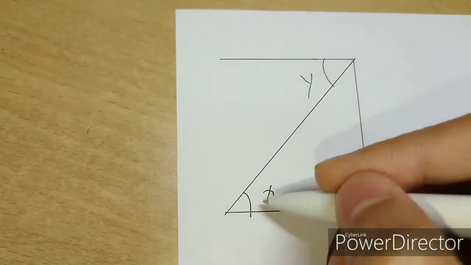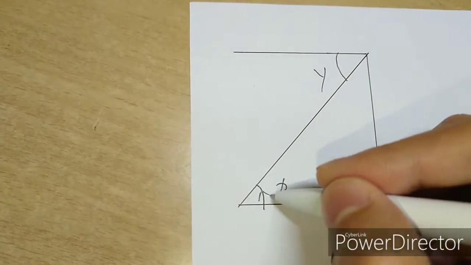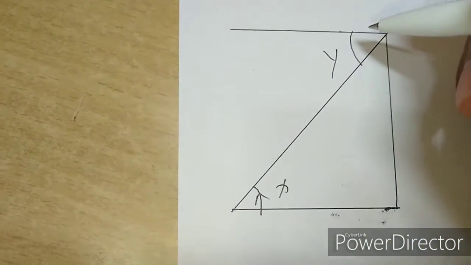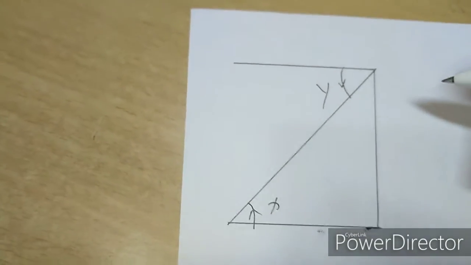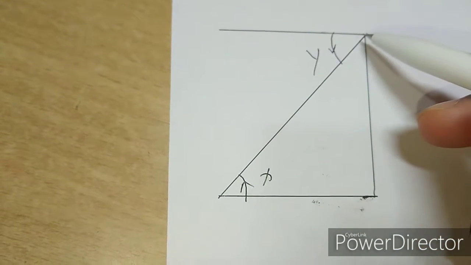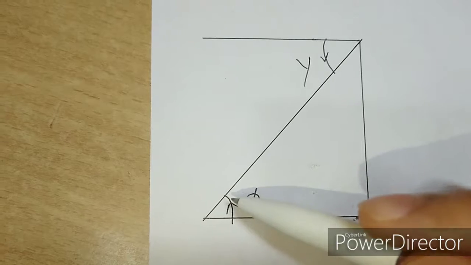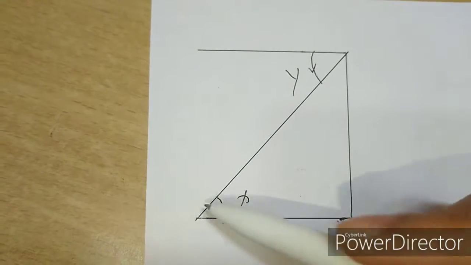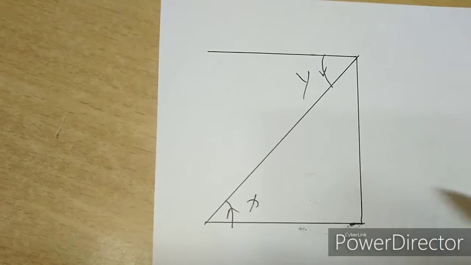This first angle x is called the angle of elevation, which is measured upwards, and this angle y is measured downwards, which is called the angle of depression. It's like when you are standing on earth and watching a tower, you are looking upwards, so it's the angle of elevation. And when you are on the tower looking at the earth, you are watching downwards, that is the angle of depression.